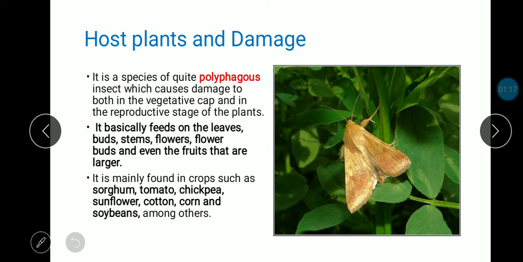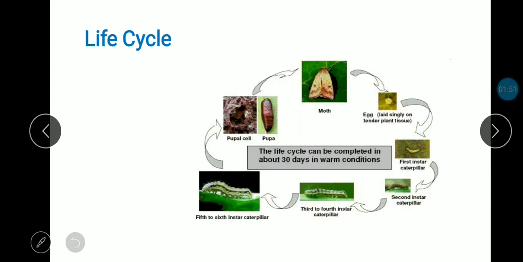It basically feeds on the leaves, buds, stems, flowers, flower buds and even the larger fruits. It is mainly found in crops such as sorghum, tomato, chickpea, sunflower, cotton, corn, soybeans. Many others are also included in this list. In this way, this pest or insect is harmful. The life cycle of this pest is seen in this flow chart.